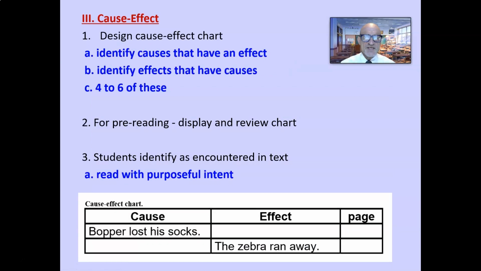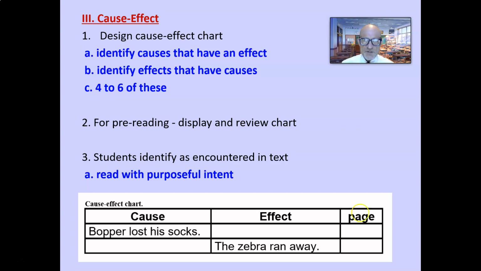Cause effect. This takes a little thinking as well. The teacher designs the cause effect chart up front and displays it. You'll have some causes for which there's an effect in the text and some effects for which there is a cause in the text. You display this as a pre-reading activity, and students are told they must look for the effect of the cause and the page number. Again, they are reading with purposeful intent.